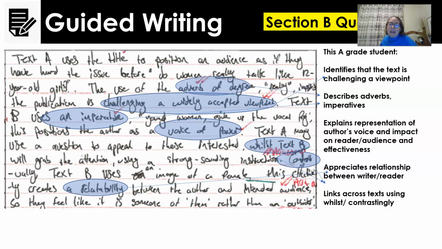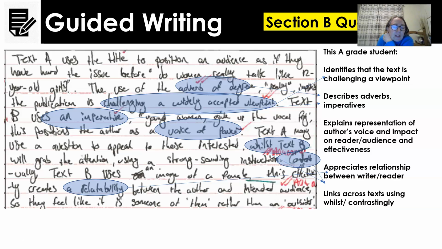And then we're back to text A. Text A mainly uses a question to appeal to those interested. Well, text B will grab the attention using a strong sounding instruction. Contextually, so there we can see that they're appreciating the relationship between the reader and writer, and they're linking across the text using whilst and contrastingly. And that lovely little contextually, they're appreciating the context.